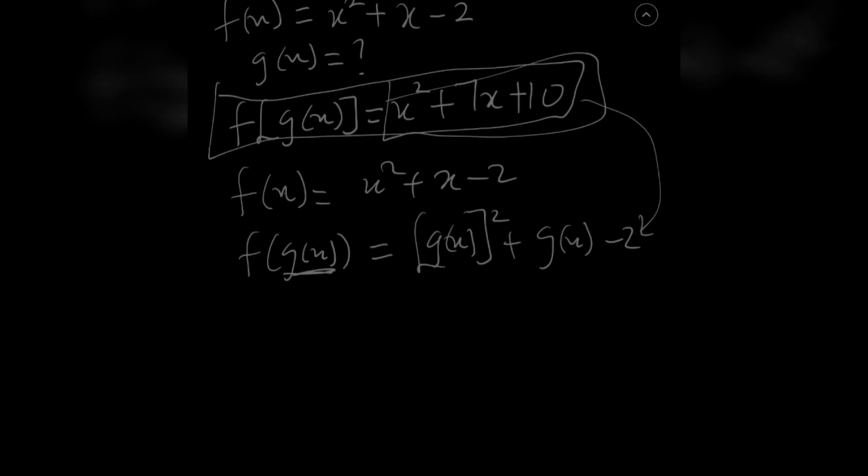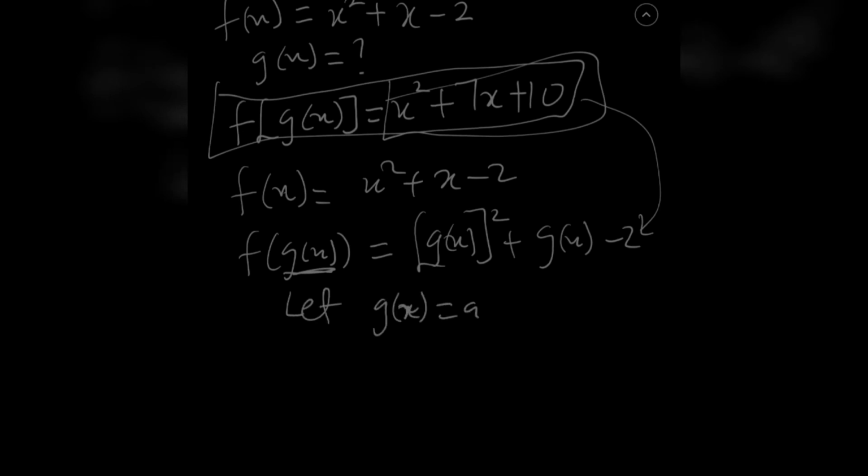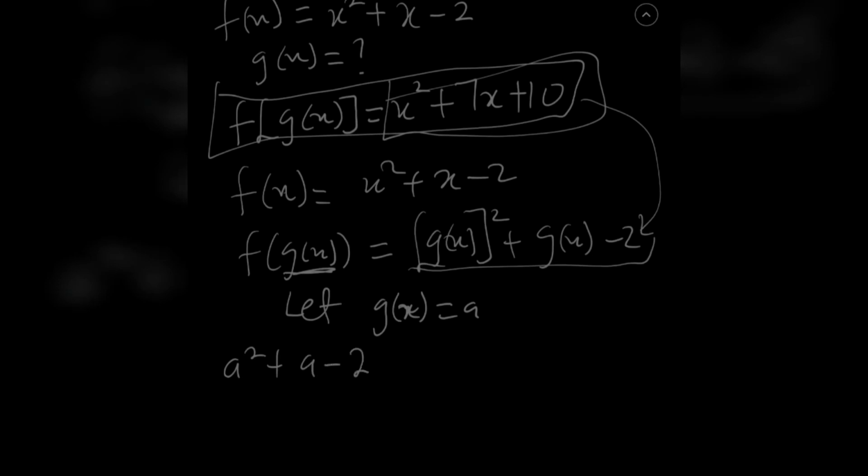That's all. Okay, so in order to make it a little bit simplified, let's make g of x represent a variable, let's say a. So let g of x equal a. So this whole expression will now be a squared plus a minus 2, and then it is equal to this expression over here, which is x squared plus 7x plus 10. So we have to solve for the value of a. We can do that using the method of completing the square.